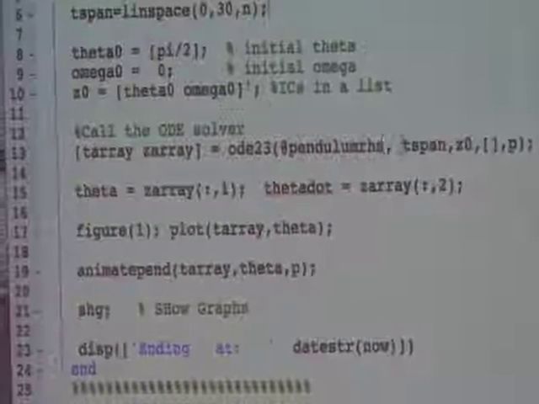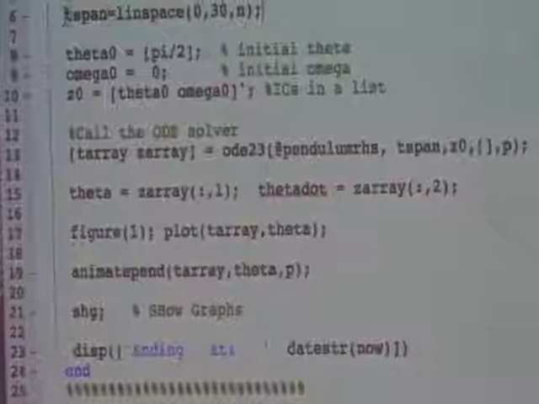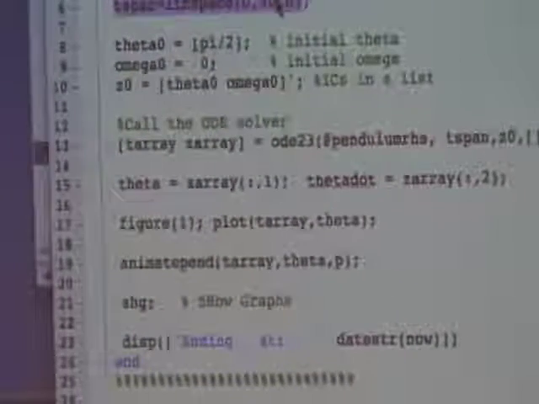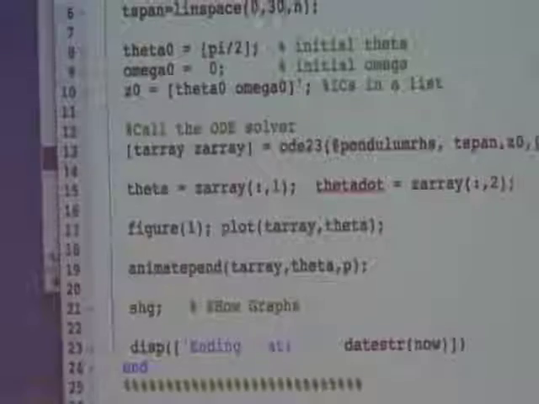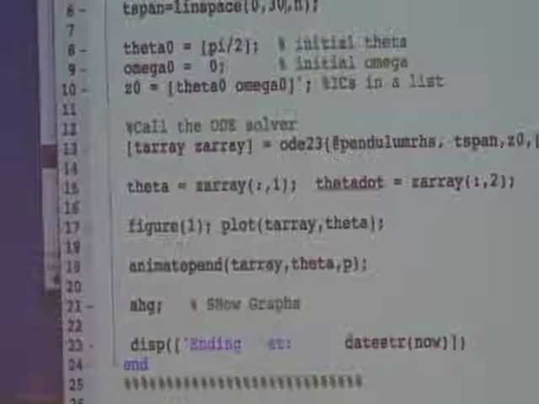So we're going to say we want the output at all these times. Instead of passing in two numbers for the T-span, we pass in a whole list of numbers. In this case, for the pendulum, it's 0 to 30, and n numbers, where n is 1,000.